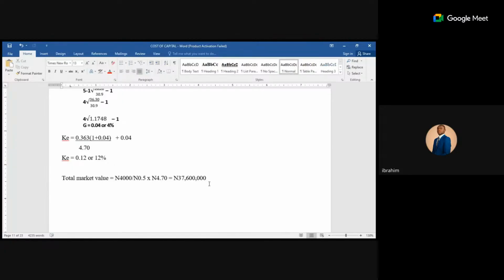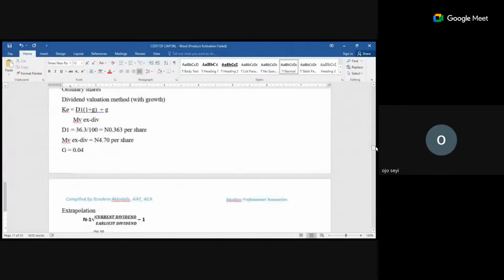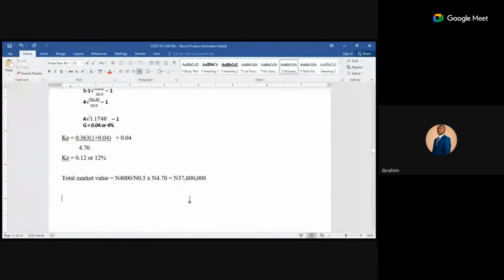Now, what is the net sources of finance, class? Preference shares. Preference shares is the net sources of finance. But we're told that preference shares is not redeemable, right?